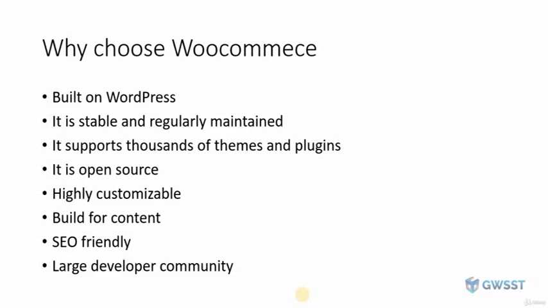One of the basic questions which a lot of people would ask is, why choose WooCommerce? Well, the first thing is that it is built on WordPress, which is an open source content management system, and it is highly popular. The second thing is that it is stable and it is regularly maintained. It supports thousands of themes and plugins. It is open source. That means you can go inside the WordPress plugin and look through the code one by one. So it is completely open source and it is highly customizable. So you can customize how your product can look.